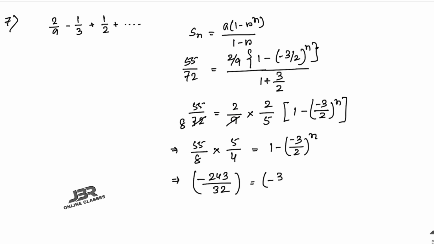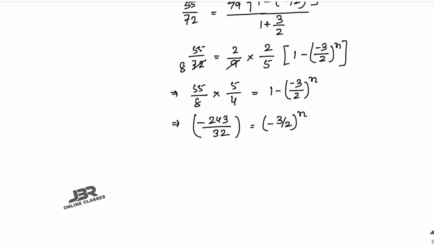That one equal to minus 3 by 2 whole to the power n. So as here minus 243, it will be here minus 3 by 2 whole to the power 5. Here also minus 3 by 2 whole to the power n. So n equal to here 5 as your answer. Now next one, sum number 8.